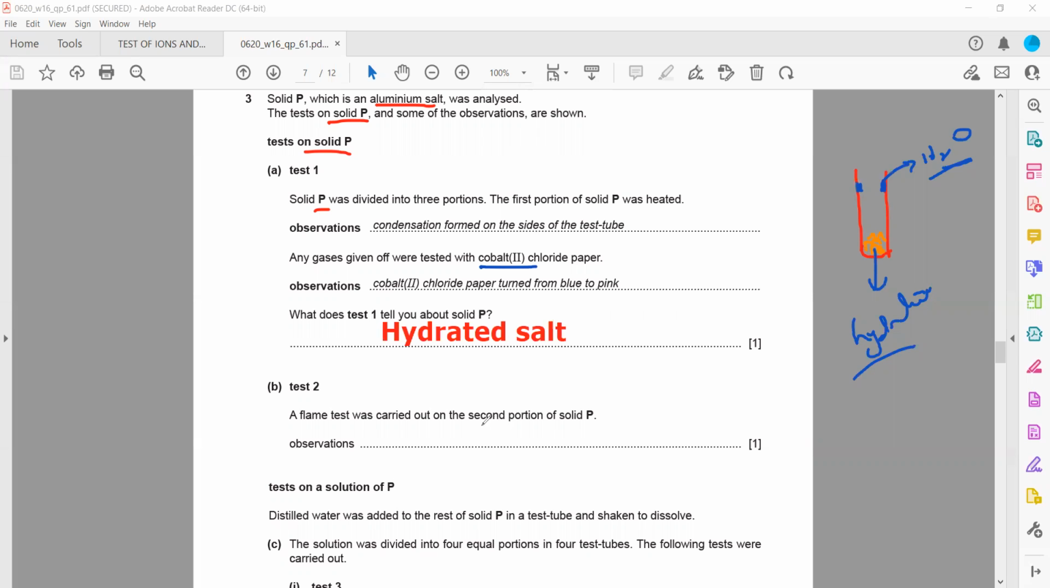A flame test was carried out on a second portion, and it is an aluminum salt. You mentioned solid P was an aluminum salt. So you have learned the flame color for lithium, sodium. For aluminum, there will be no change. There's no specific flame color for aluminum, so that's why we are saying no change or no color.